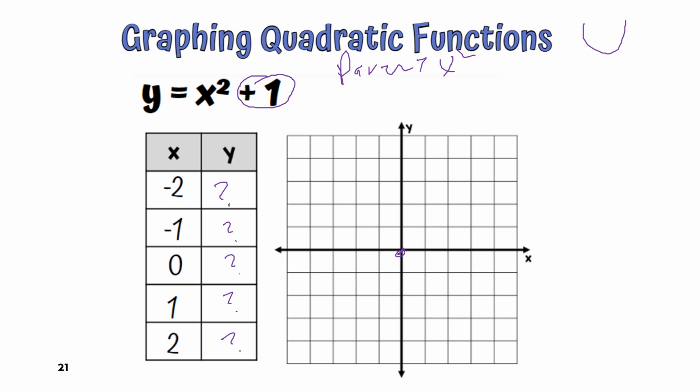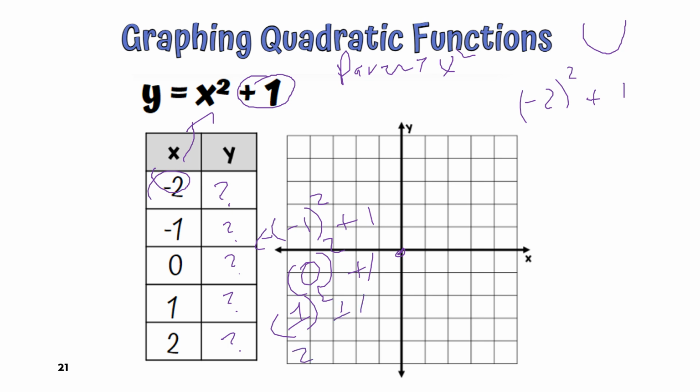But just like before, we're going to plug these numbers, our inputs, into our function. So you'd have -2. Always put your -2 inside the parentheses. Squared plus 1. Whatever that answer is, it goes here. Next one, you would have -1 squared plus 1. That goes here. Here you have 0 squared plus 1. 1 squared plus 1. 2 squared plus 1. Then you plot your points and connect the dots, and I'll give you a moment to work on that on your own, and when you come back, I'll have the answers for you.